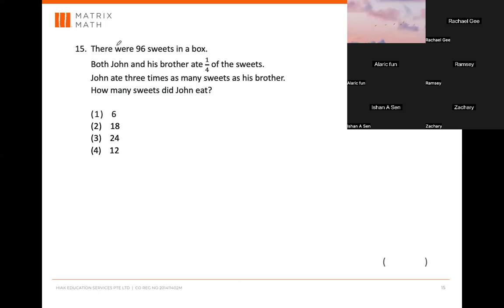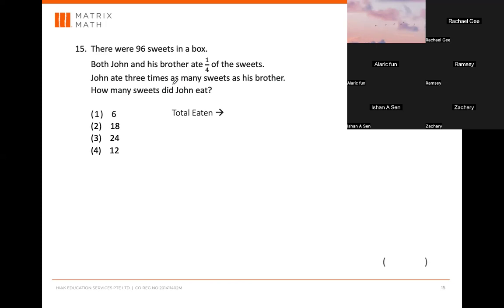15. There were 96 sweets in a box. So both John and his brother ate 1/4 of the sweets. So both of them ate a total of 1/4. So John ate 3 times as many sweets as his brother. How many sweets did John eat?